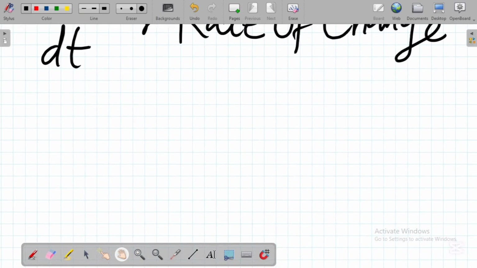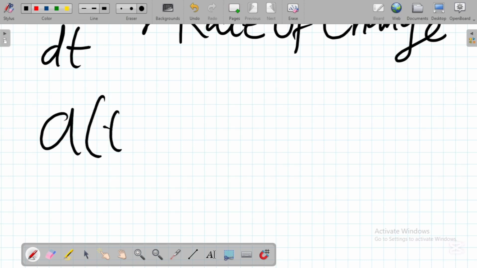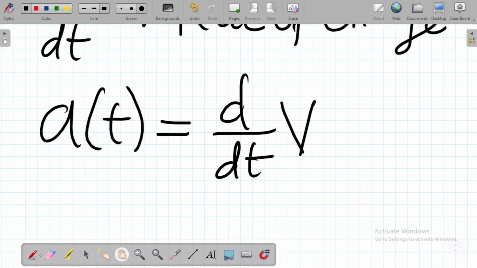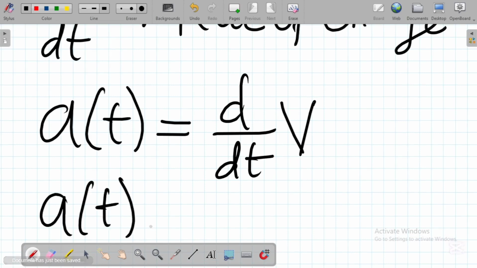Now let's consider acceleration. Acceleration a is the rate of change of velocity. That means a of t is equal to rate of change of velocity. That is, a of t is equal to dv all over dt.